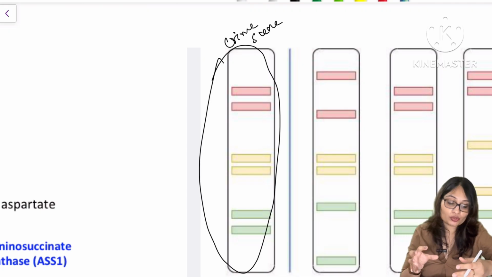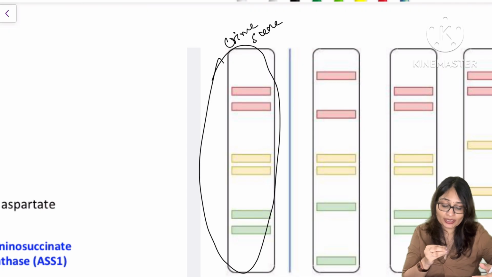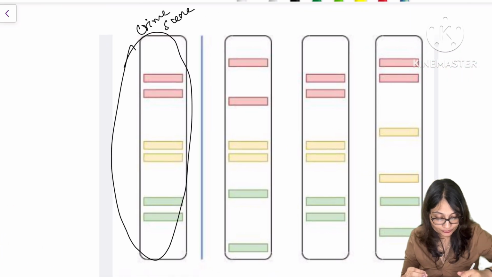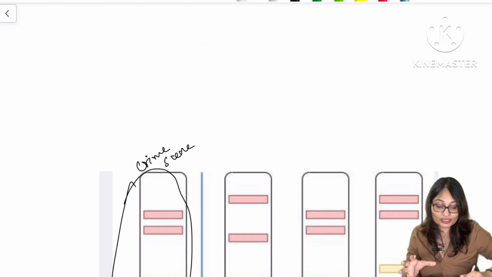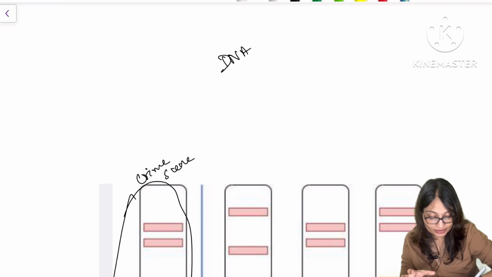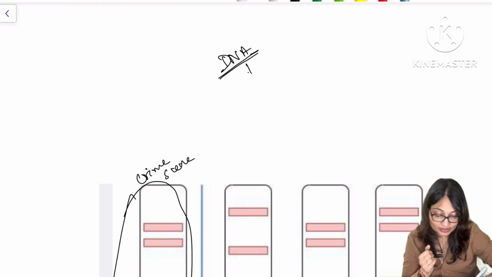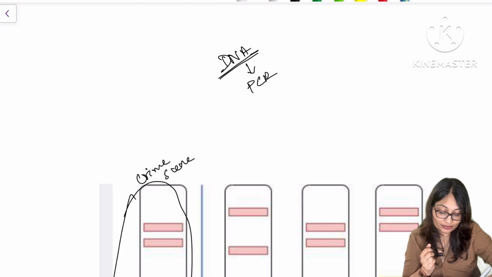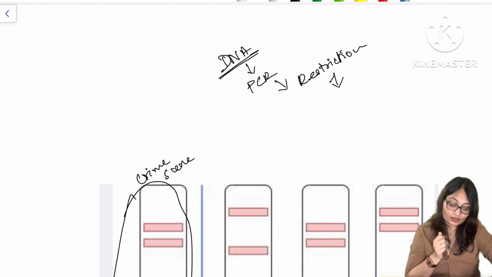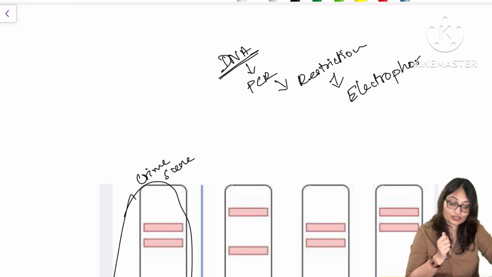Okay, so supposing there was some DNA that was somehow collected from the crime scene, and these are the fingerprints. Basically, what they do in DNA fingerprinting technology is they first extract DNA, then it is PCR amplified, and then it is subjected to restriction enzymes. The fragments are then subjected to electrophoresis.